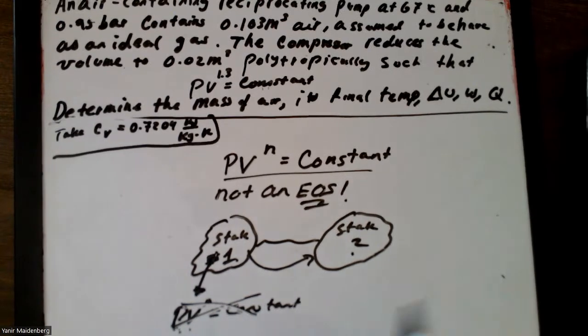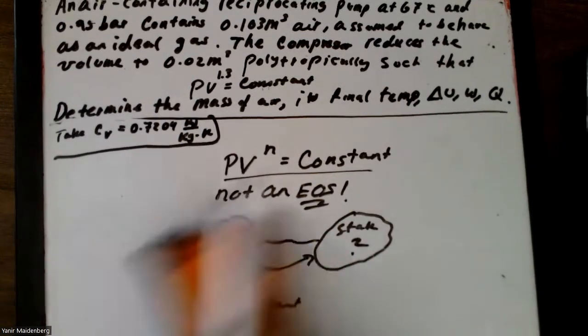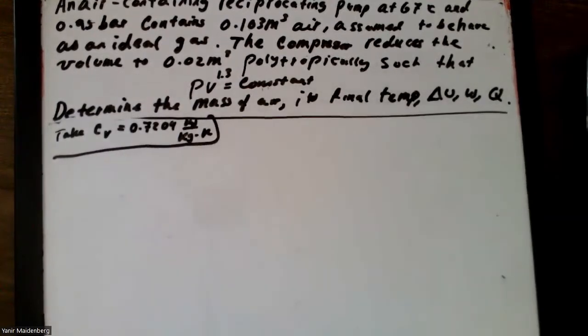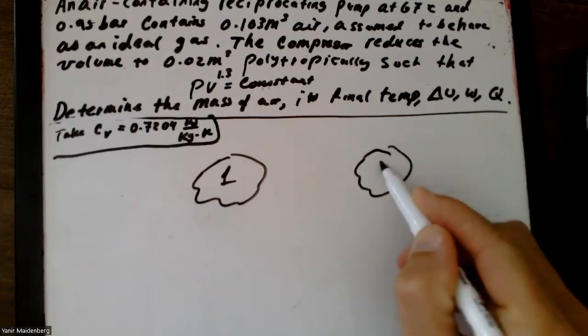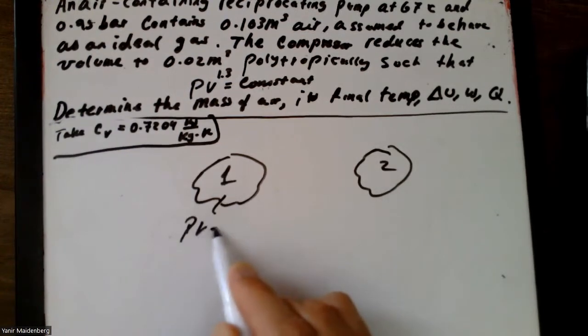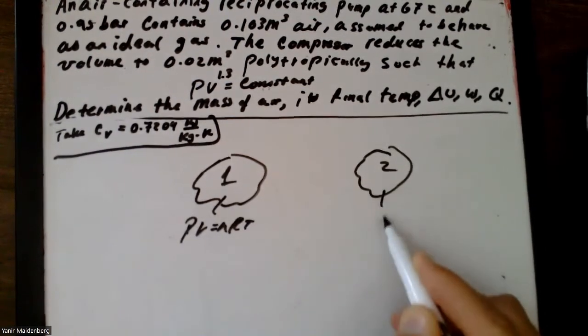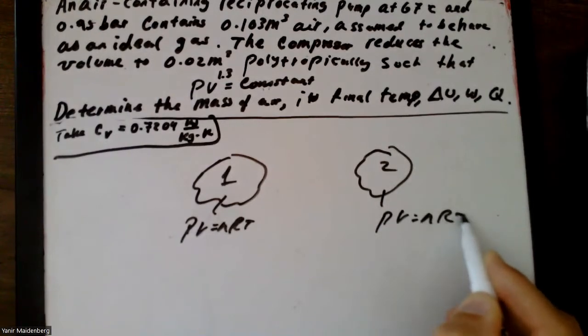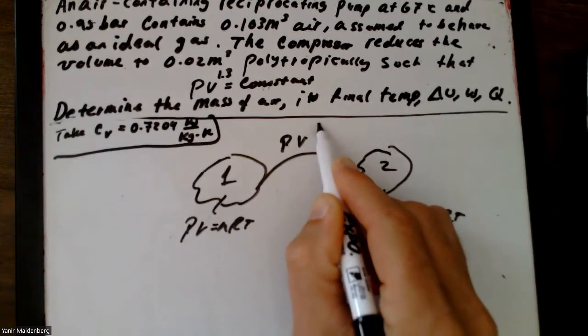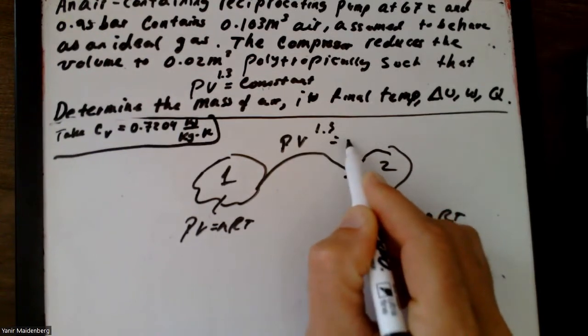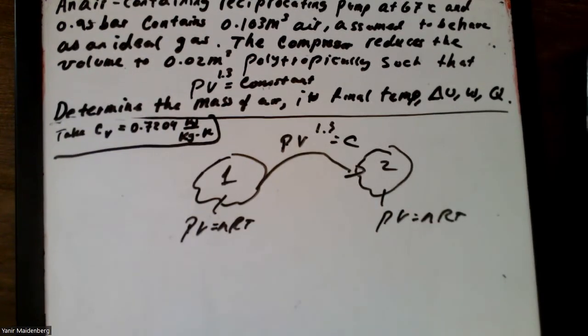And as a matter of fact, we're going to assume that air is an ideal gas. So for our case here, we have two states, state 1 and state 2. Here, we're going to assume PV equals nRT. Here, we're going to assume PV equals nRT. And between these, we're going to assume it's PV raised to 1.3 is equal to some sort of constant. That's what we're going to do.